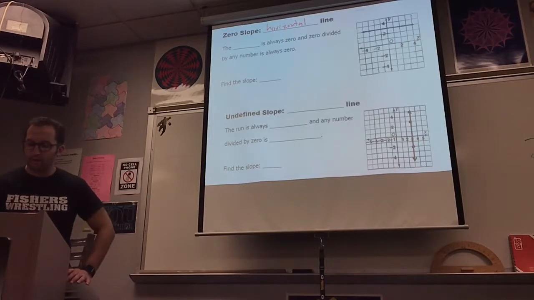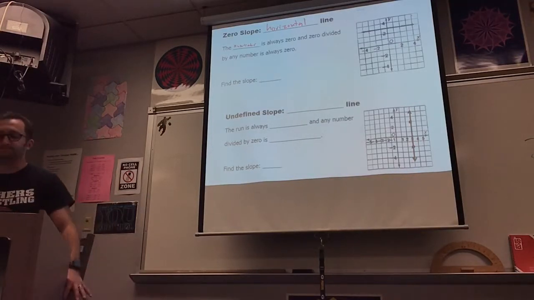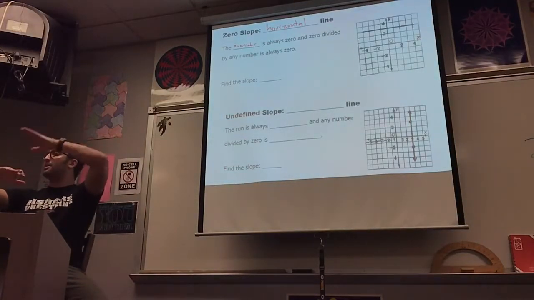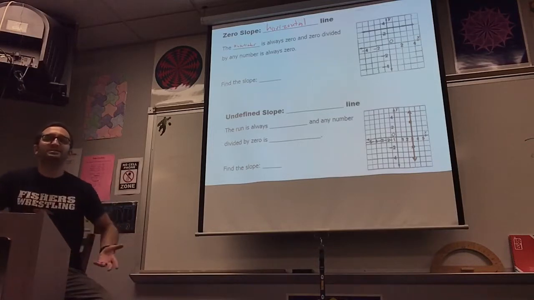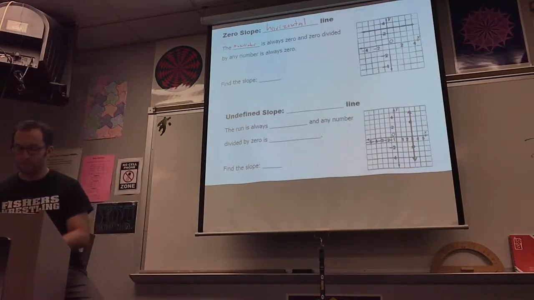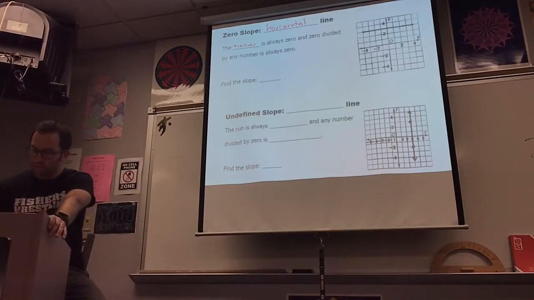The numerator is always 0. Why? Because it does not go up or down. And what's 0 divided by any number? 0. So the slope of this line is 0. So what we say is, all right, the rise is 0, right? Because it doesn't rise.